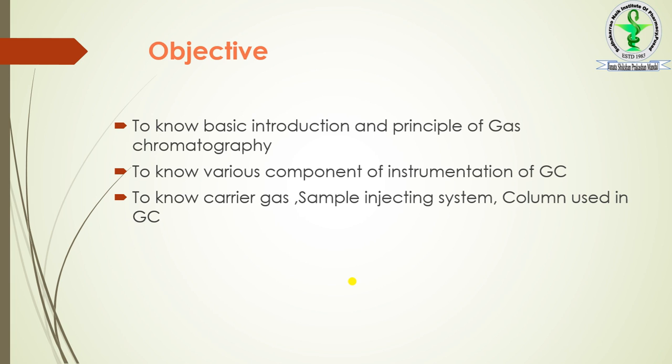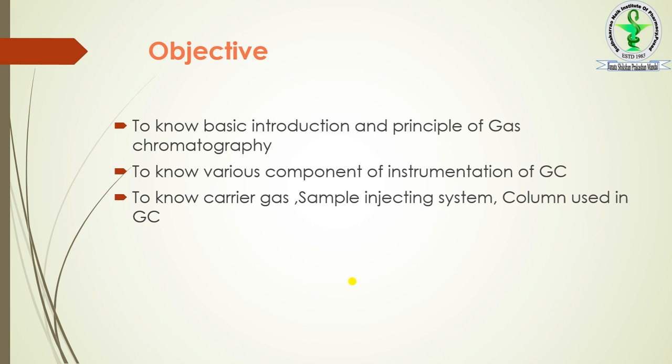As we have discussed, that is the objective part. So what is the objective? We have discussed that we need to know the basic introduction and the principle of gas chromatography, then the various components of instrumentation in gas chromatography. And then, as I told you, we have to study the various kinds of carrier gas. Then we have to inject the samples, so we have to study the sample intake systems. Then it reaches the column, where separation of the components takes place.